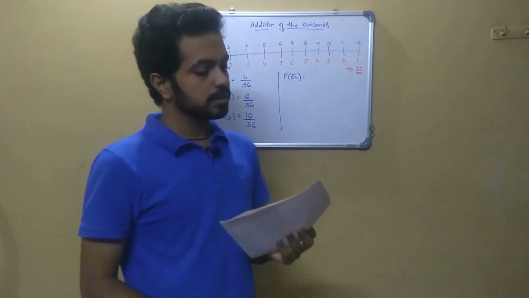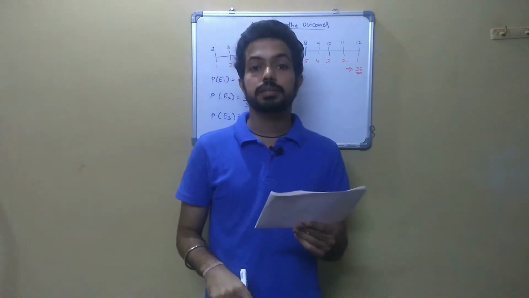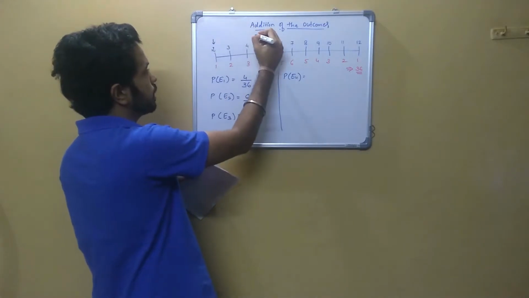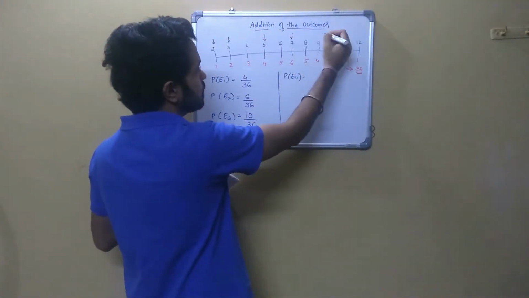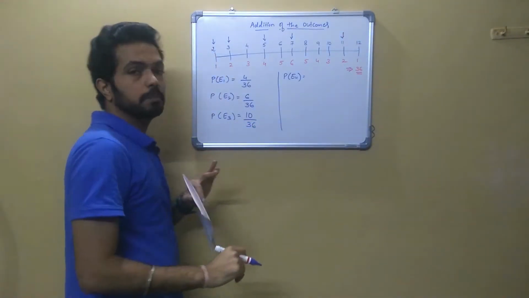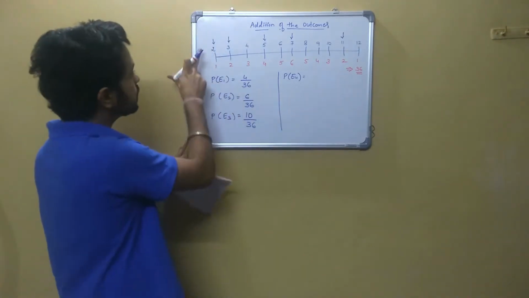Fourth case, it says that the sum is a prime number greater than 2. So how many prime numbers do we have first of all in this case? This is a prime number, this is a prime number, 5 is a prime number, 7 is a prime number, and 11 is a prime number. So these are all the prime numbers shown by arrow, but the question says prime number greater than 2. So I won't consider 2 over here.